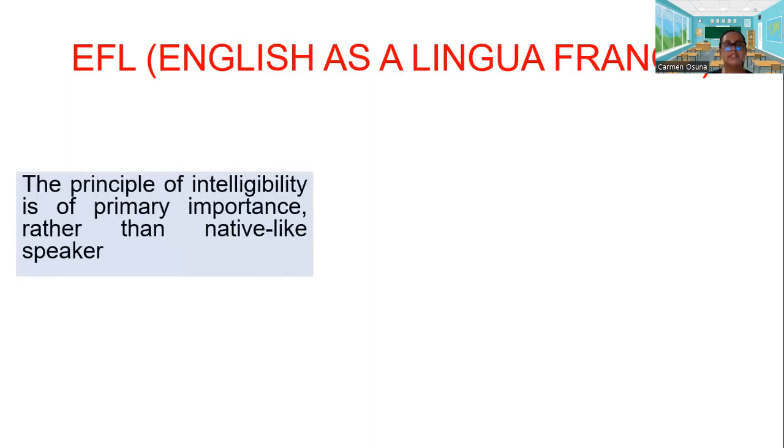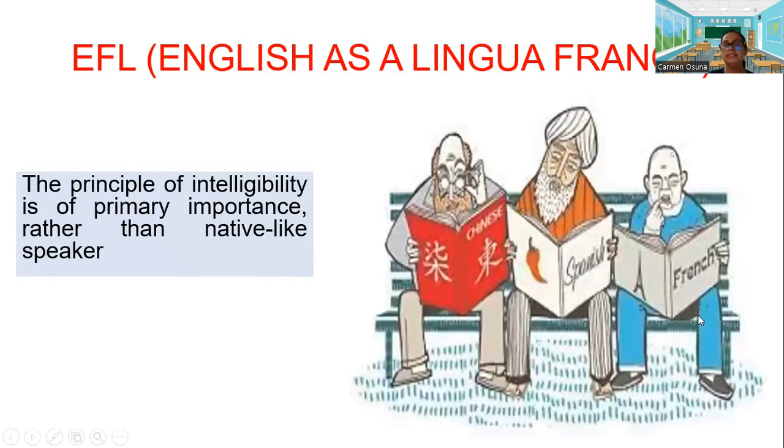EFL, English as a lingua franca. The principle of intelligibility is of primary importance rather than sounding like a native speaker. Here we have three persons of different nationality: Chinese, Spanish, French. Suppose that they are right now in Japan, and they don't know how to speak Japanese, but they know English. So they are going to use English as a lingua franca.